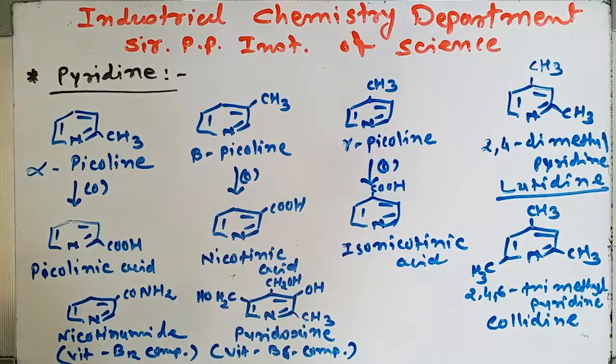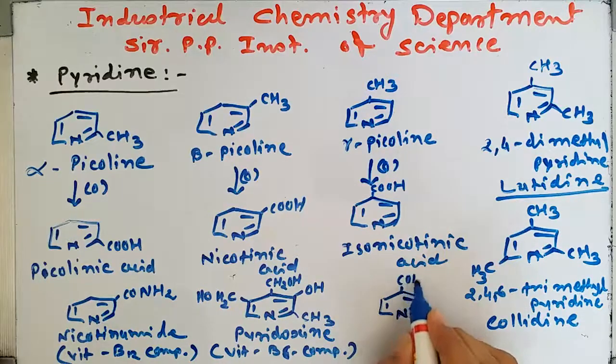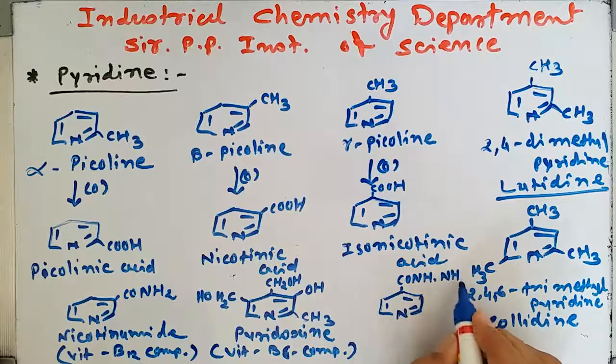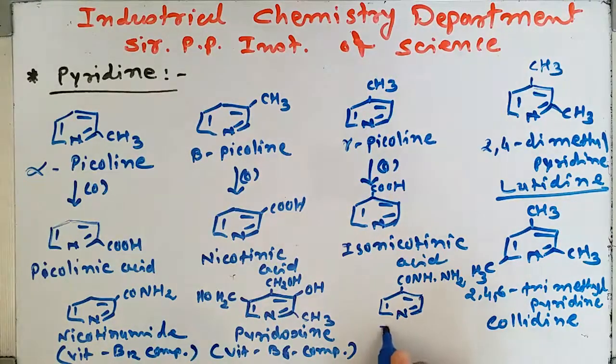One more important compound is isoniazid. I write down the structure of isoniazid, and it is very important. CONH2, isoniazid, INH. And we discuss the industrial production of isoniazid according to our syllabus in semester 4. So these are very important compounds which are derived from pyridine. These are the derivatives of pyridine.